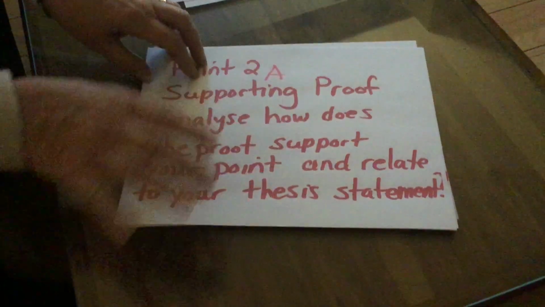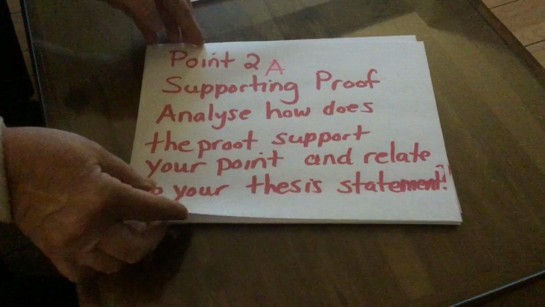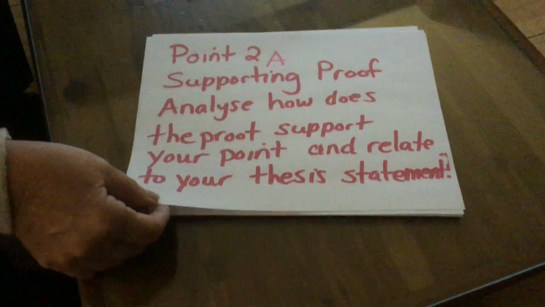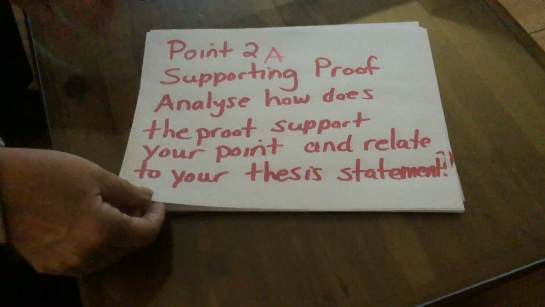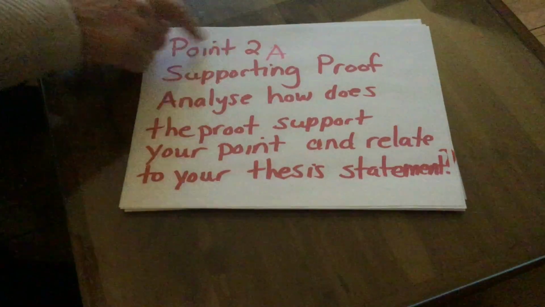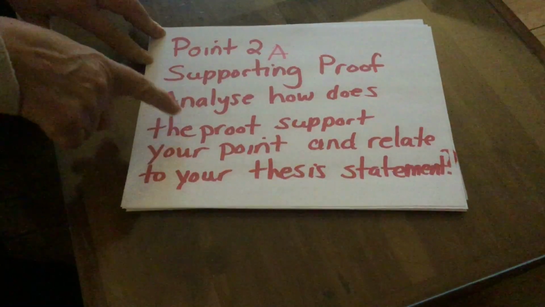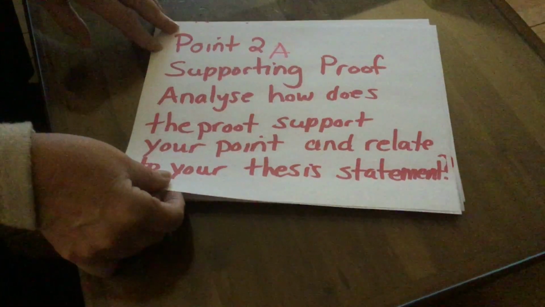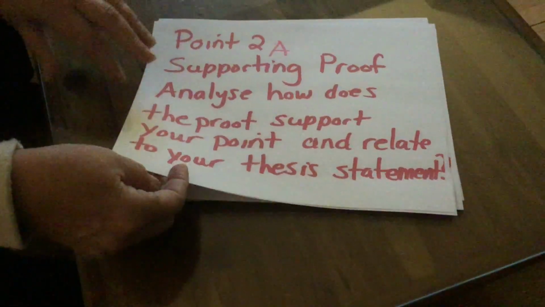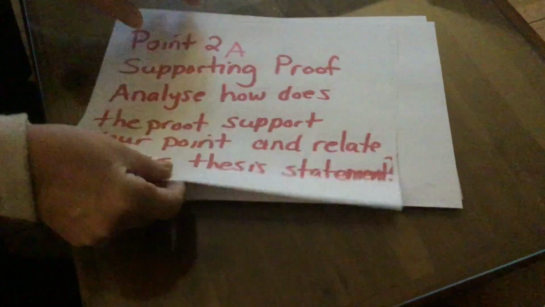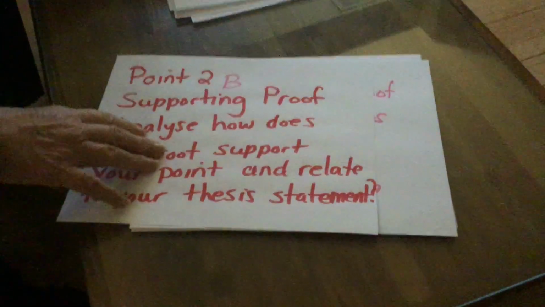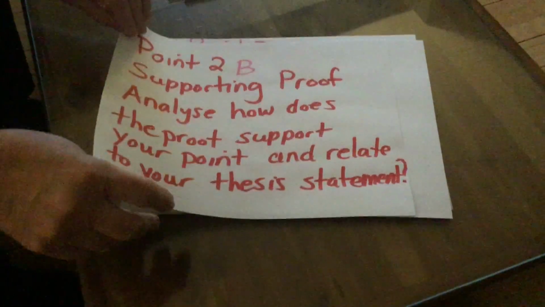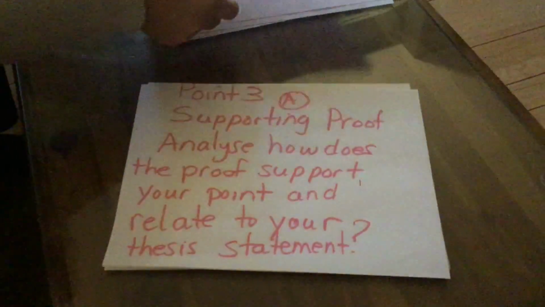And then you've got point 2, which might be 1 or 2 paragraphs. That's why I labeled it A and B. And again, the same idea. You get your supporting proof for the point you're making in point 2, and then you analyze how that proof supports your point and relates to your thesis statement. And again, you might have a couple of thoughts about point 2, and it might be 2 paragraphs.